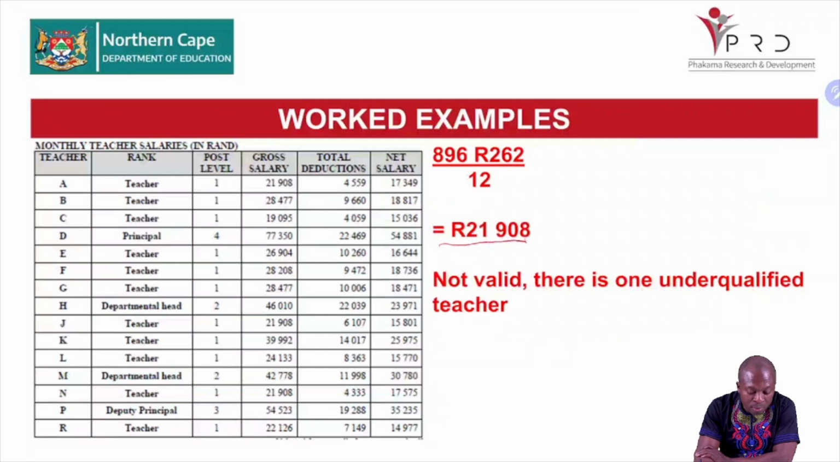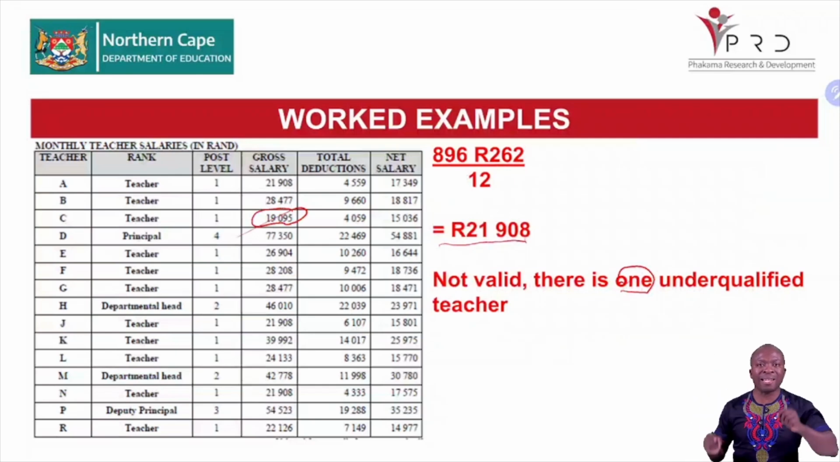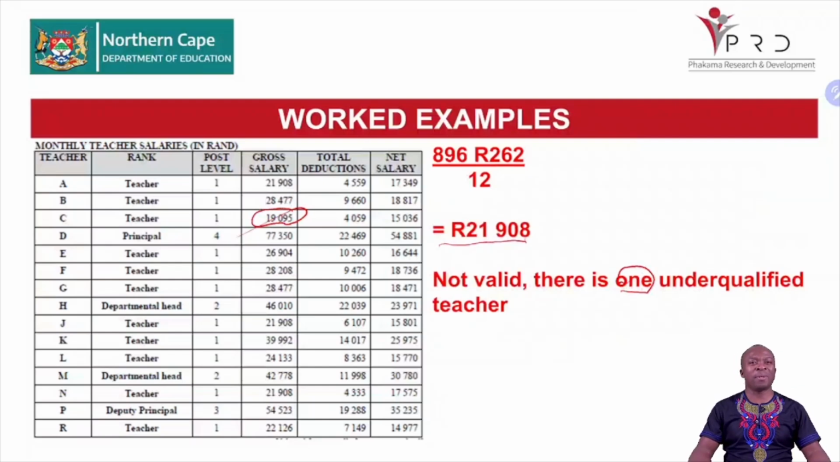It is not valid. Can you see? There is somebody, there's one person here who earns 19,000. So it means that that person is not earning the starting salary. That's the problem. So as a question, the examiner is trying to test to see if you're going to be able to interpret when they give you information.